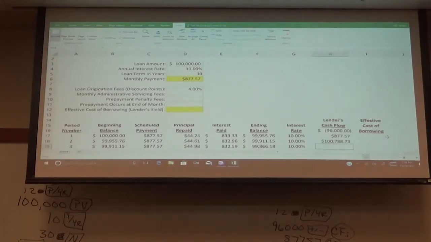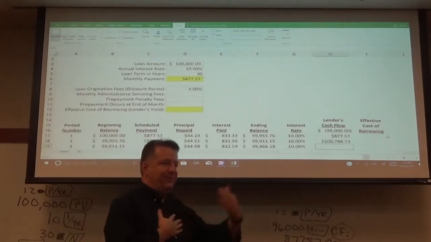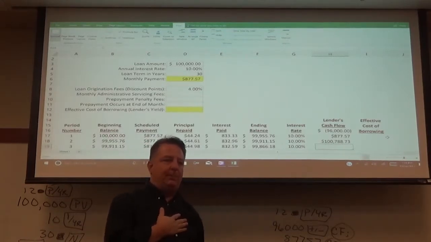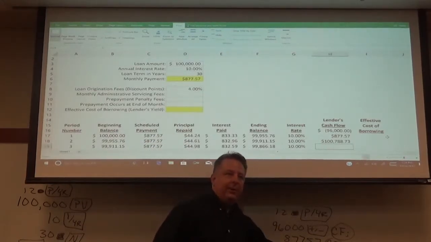up front for those loan origination fees, and those were effectively only amortized over 2 months. So from their standpoint, they're loving it because their rate of return, or your effective cost of borrowing for that 2-month period, is 35.06%. Does that make sense? Yes or no? Okay, now.